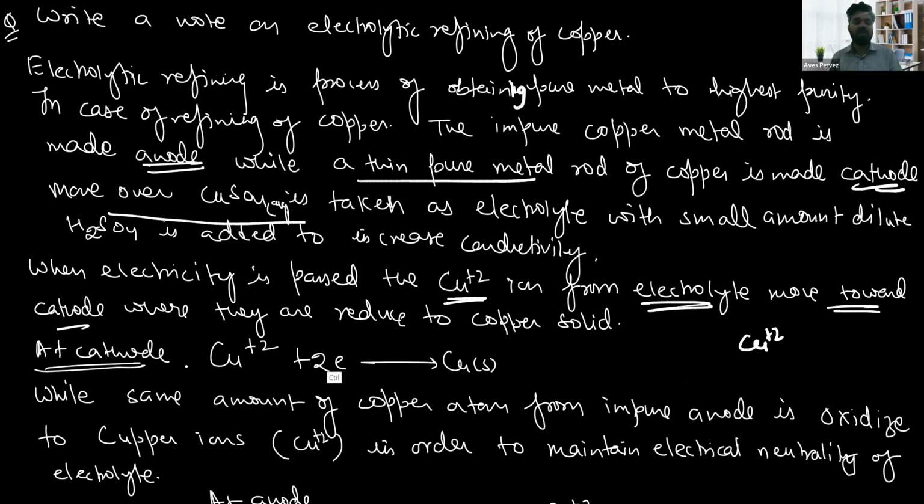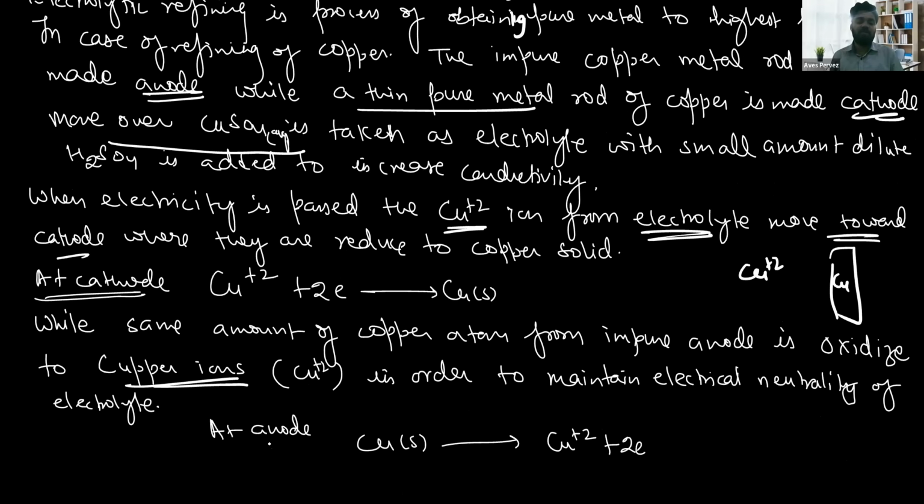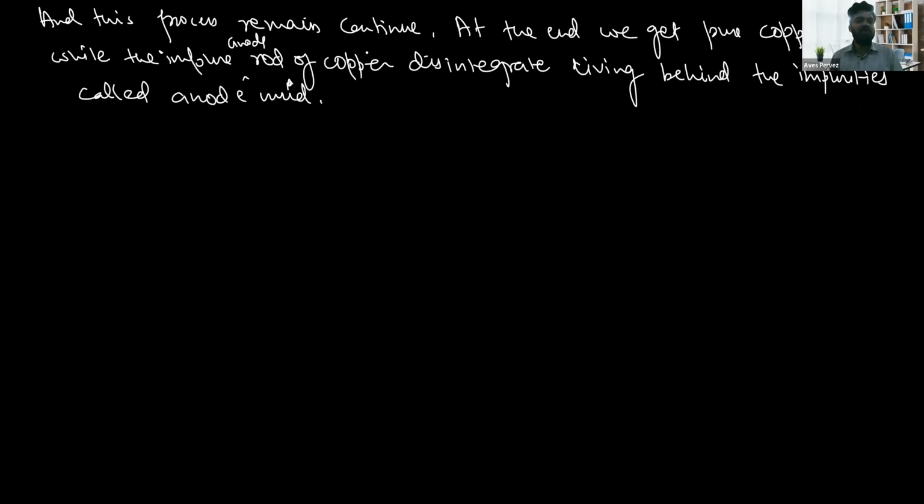This is written like this: Cu2+ gets 2 electrons. While the same amount of copper atoms, not ions, from the impure anode get converted into copper ions. Copper is oxidized, because at the anode oxidation takes place, to Cu2+ ions in order to maintain the electrical neutrality. This happens at the anode, and this process continues.